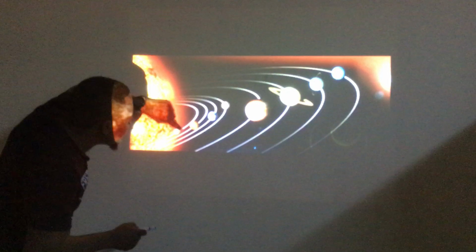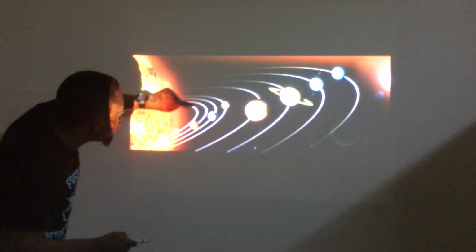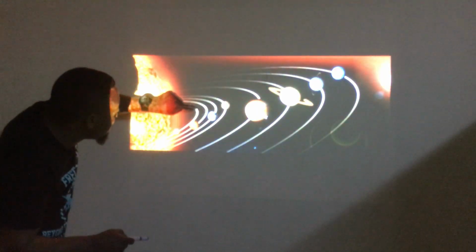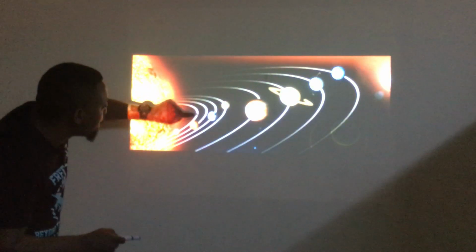And this movement, when they pass here, is what we call the orbit. You see, this is the path they follow. This is the path they follow to rotate around the sun, and it is called the orbit.